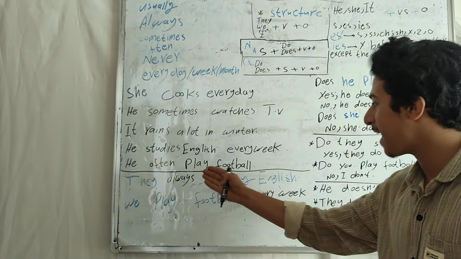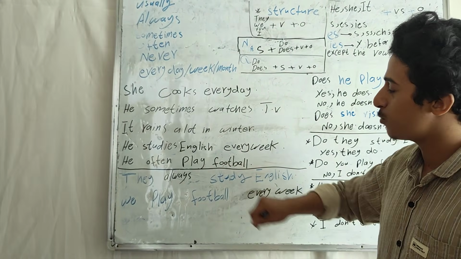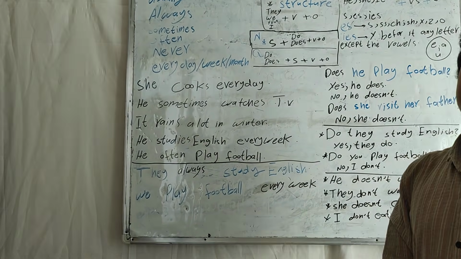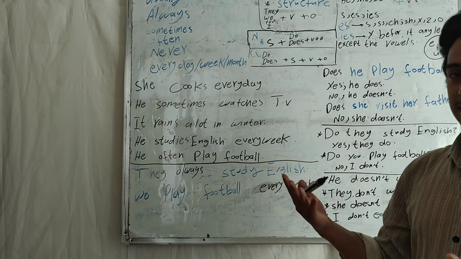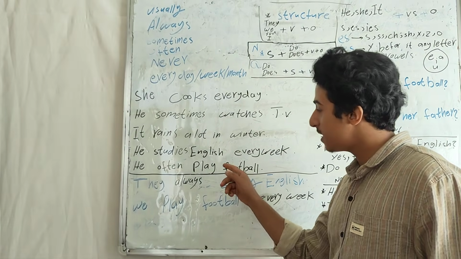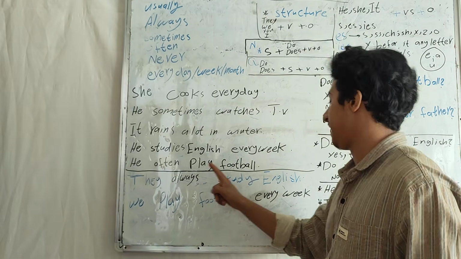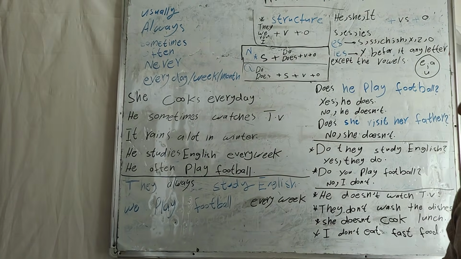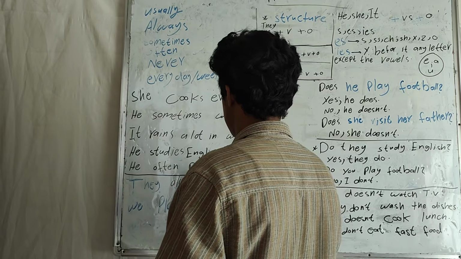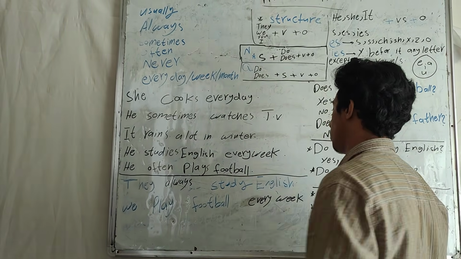He often play football. Here what are we going to add? S or ies? S. Why? Because yes, the last letter is y, but before it is a, and a is one of the vowels. So here we're going to just add s. He often plays football.